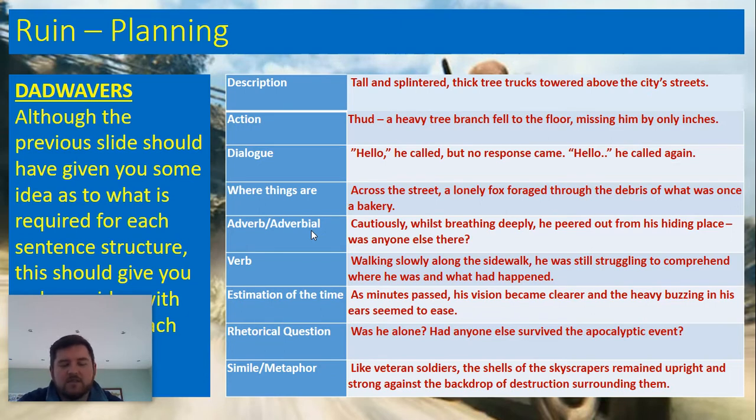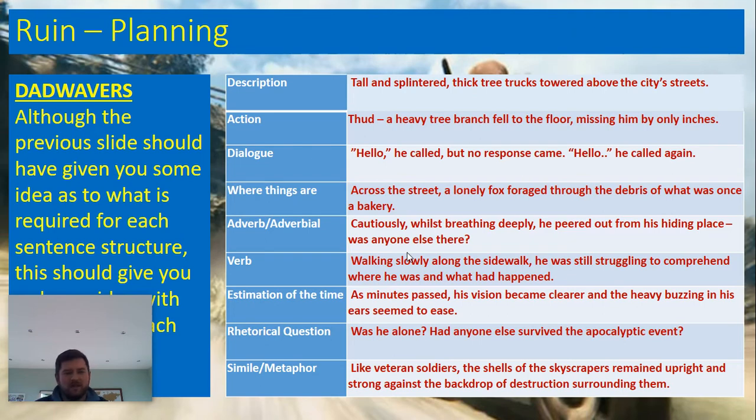Estimation of time. It doesn't have to be specific, just anything linked to time. As minutes passed, his vision became clearer and the heavy buzzing in his ears seemed to ease. Next one down, rhetorical question. These are two examples I've given you, and there's another one earlier on in the adverb or adverbial one here, another rhetorical question. Was he alone? Had anyone else survived the apocalyptic event? And then finally, the simile or metaphor. So remember, we're using figurative language. Like veteran soldiers, there's our simile. The shells of the skyscrapers remained upright and strong against the backdrop of destruction around them.